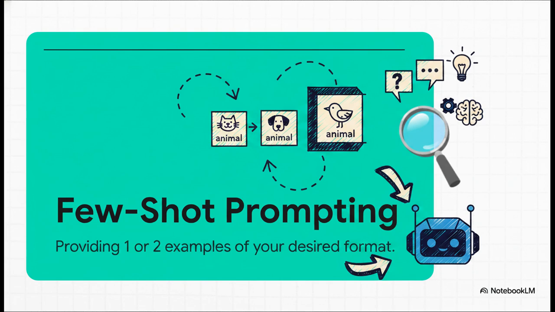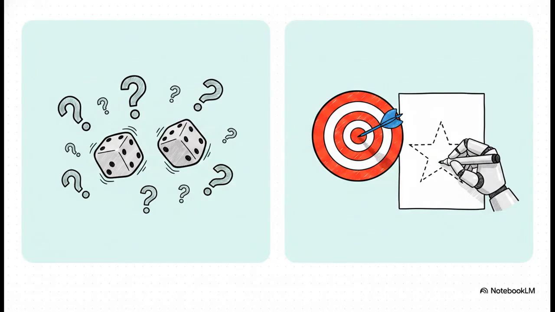It just means providing 1 or 2 examples of your desired format right inside your prompt. Showing this highly literal assistant a real-world example of what you want is far, far more effective than just trying to verbally explain it. Notice the visual contrast between these two approaches. If you just ask for a format without giving any guidance, you're basically rolling the dice and hoping the AI guesses what's in your head.